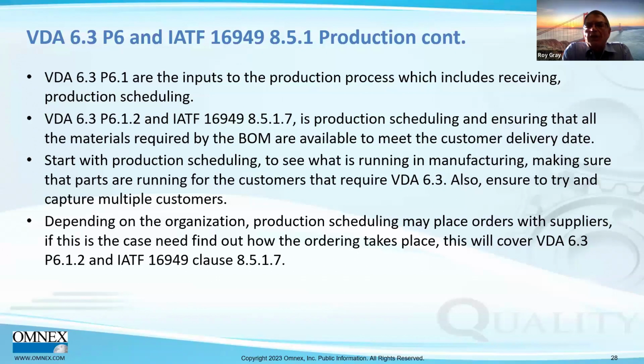And then also, throughout, whether it's IATF or VDA 6.3, I'm trying to capture as many customers as I possibly can. Yes, there are some customers that don't require VDA 6.3, but when I integrate these, I'm going to ensure that I cover my customers that require VDA 6.3, and then all others for IATF. So I ask, who's ordering from the suppliers? What's the ordering process? And I want to make sure everything is available to meet the customer delivery date.